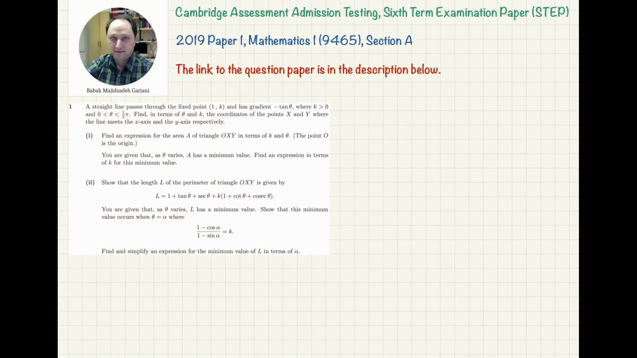Cambridge Assessment Admission Testing, 6th Term Examination Paper, STEP 2019, Paper 1, Mathematics 1, Code number 9465, Section A.